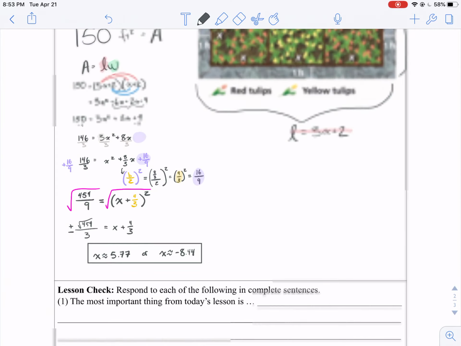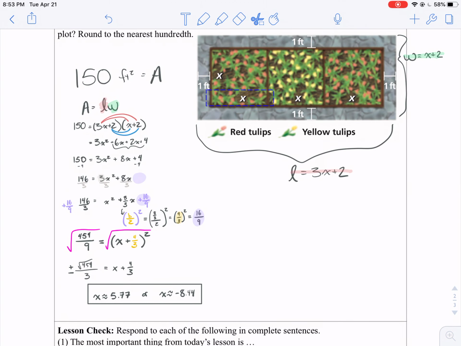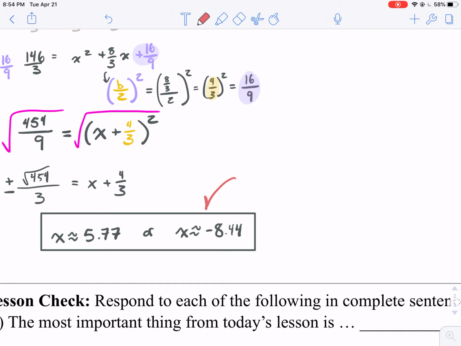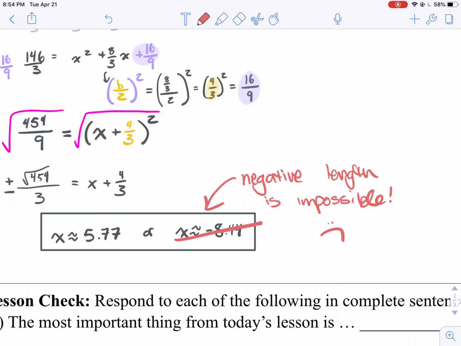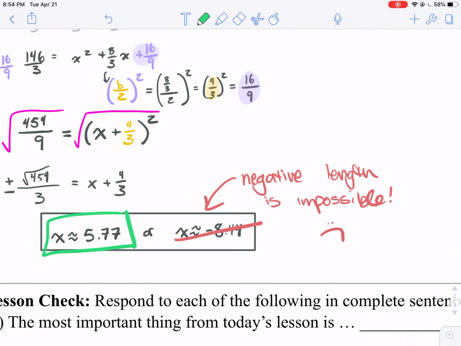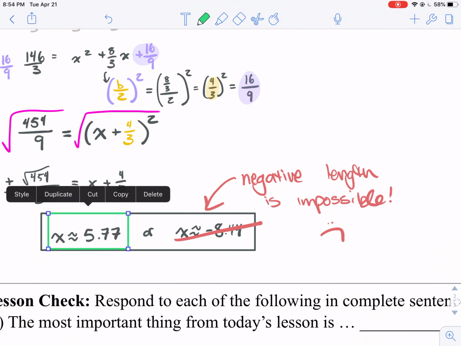Because remember, what does x represent? X is a distance. X is the length of one of our squares. We can't have negative length. Negative length is not a thing. Because we can't have negative length, we call this an extraneous solution. It's extra. We don't need it. So our squares are, for realsies, 5.77 feet long.